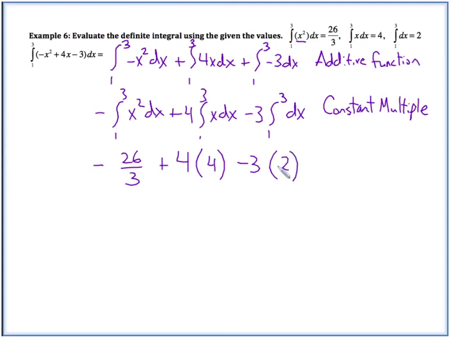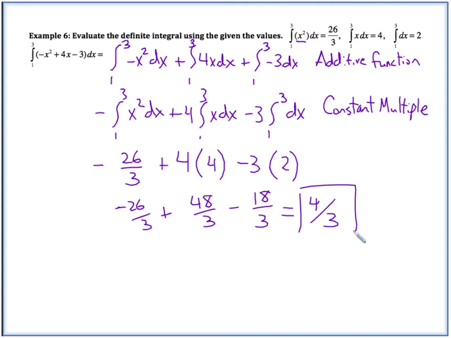Okay, and so using that substitution, we can go ahead and figure this out here. So this is negative 26 thirds. This is 16, so we'll multiply that by 3 and get 48 thirds. And this is negative 6, so we'll multiply that by 3 and we'll get negative 18, so negative 18 thirds. And if we add all this up, we end up with 4 thirds total. And so this right here is the definite integral from 1 to 3 of negative x squared plus 4x minus 3 dx.